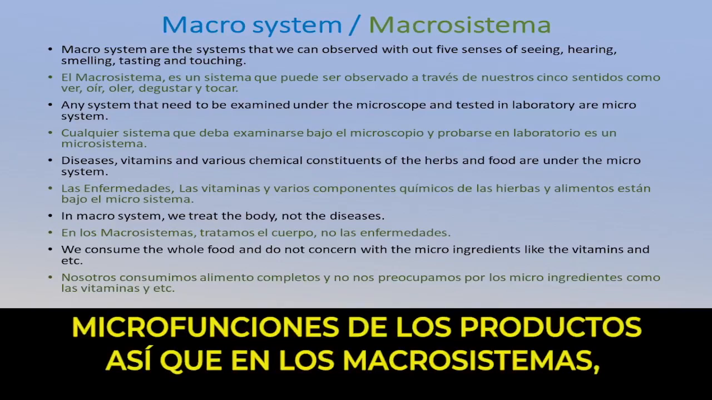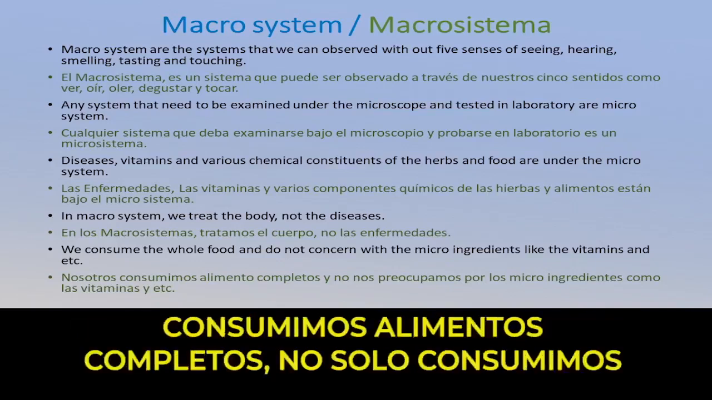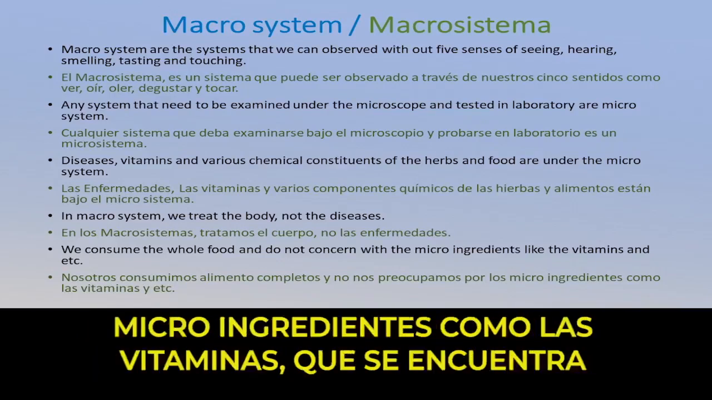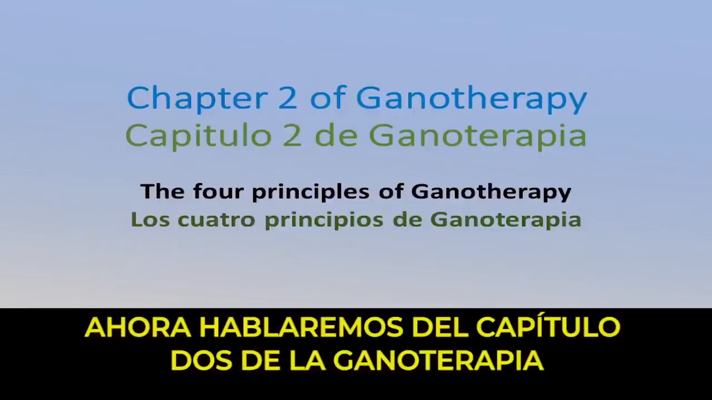So in macro system, we treat the body and we never treat the disease. Okay, we consume the whole food. We are not concerned with the micro ingredients like the vitamins and etc. inside the food. So now we come to chapter 2 of Ganoterapy.